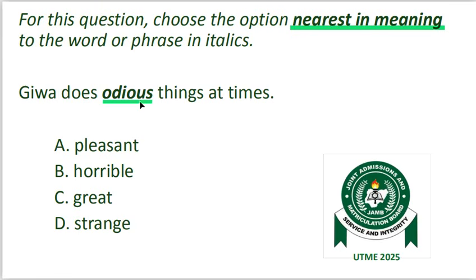Something that is unpleasant or causing hatred. That means option A and C, pleasant and great, are wrong options. This is because they have the exact opposite meanings. Let's eliminate them. We are left with horrible and strange. So from the meaning that we have found for odious, causing hatred or unpleasant, it means option B is our correct option. Horrible. So we move to the next question.